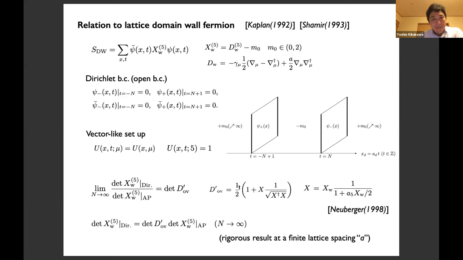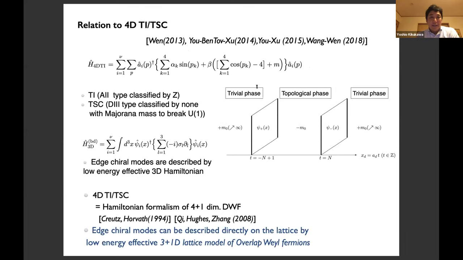Then let me next mention the relation to the four-dimensional topological insulator or topological superconductor. Let me consider the free fermion representation of the topological insulator in four dimensions like this. In the free case, the action is written in terms of the momentum here.